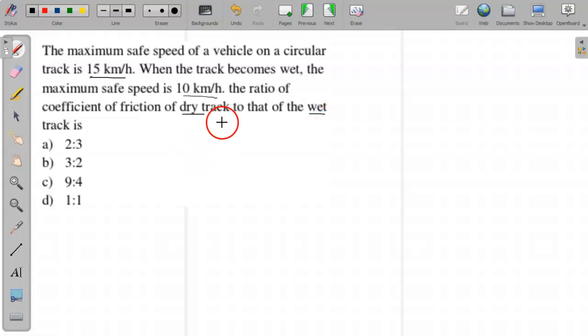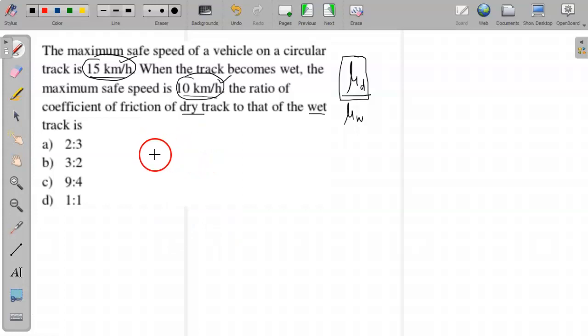So we are going to find the ratio of the coefficient of friction, that is mu, of the dry track and the wet track. These two speeds are given. The larger speed is on the dry track, and the smaller speed is on the wet track because of less friction.